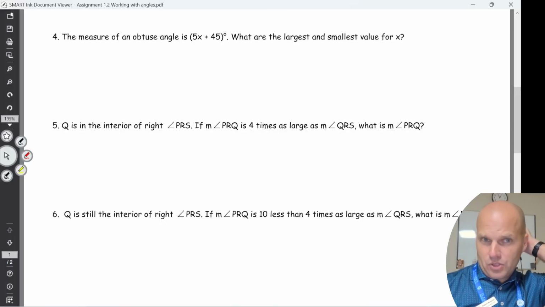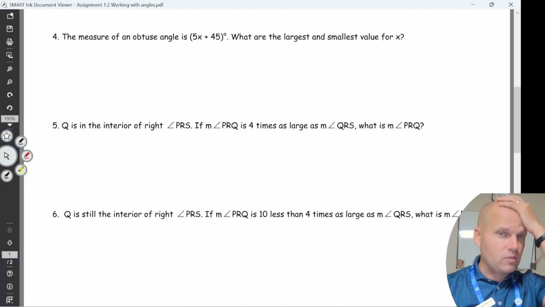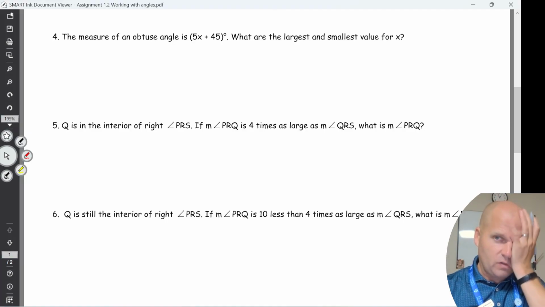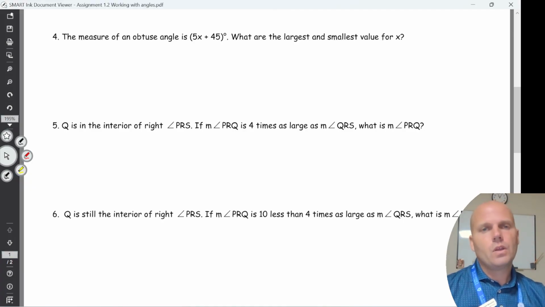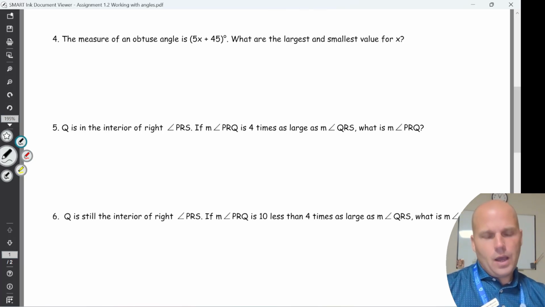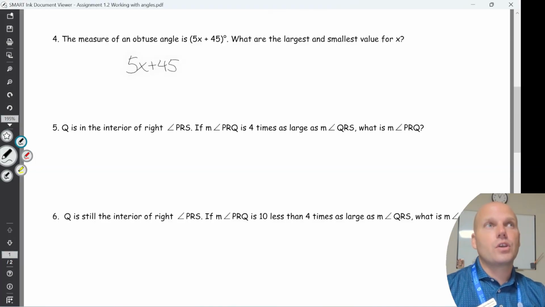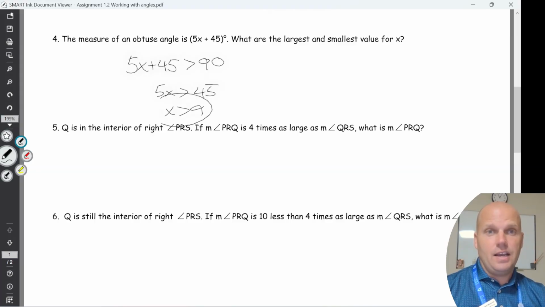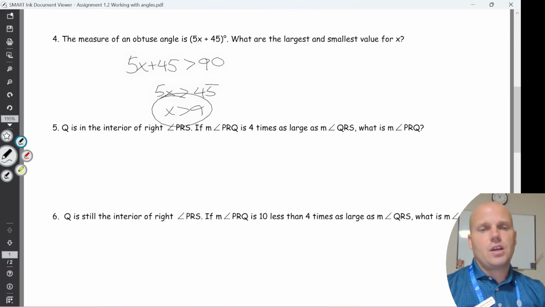The measure of an obtuse angle is 5x plus 45 degrees. What are the largest and smallest values for x? I think the idea is that obtuse angles start after 90. So we're looking for angles that are greater than 90 degrees. If I start with 5x plus 45 is greater than 90, that means 5x has to be greater than 45. That means x has to be greater than 9. So that's a good start.